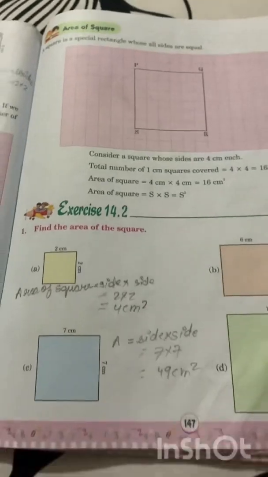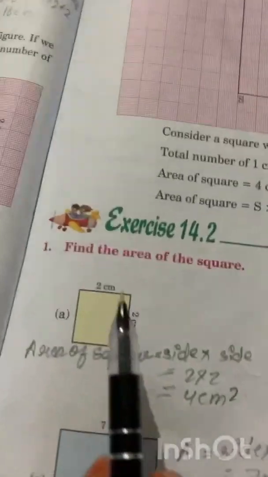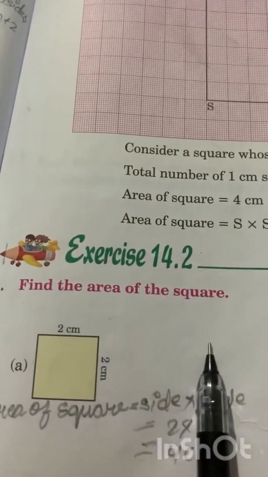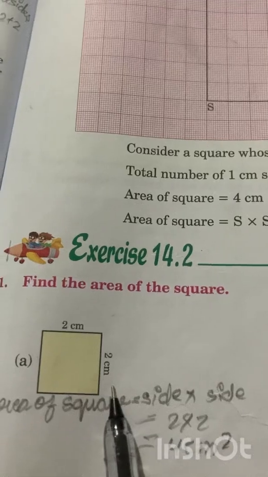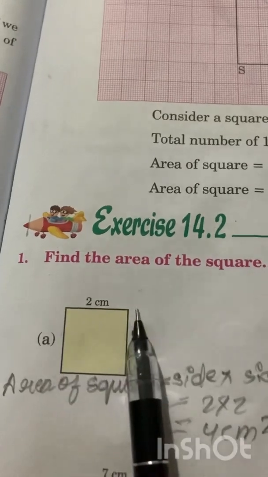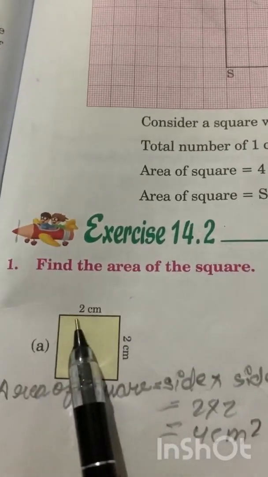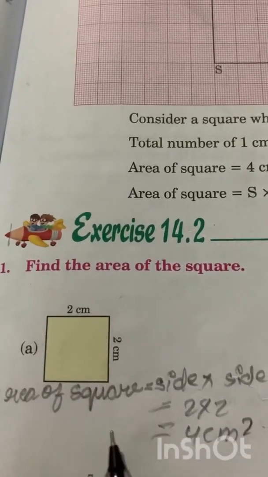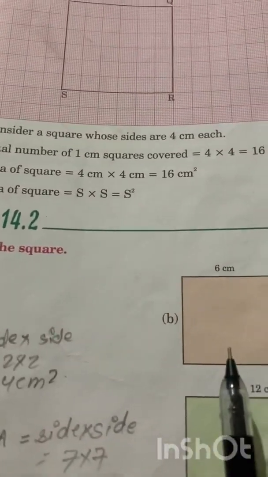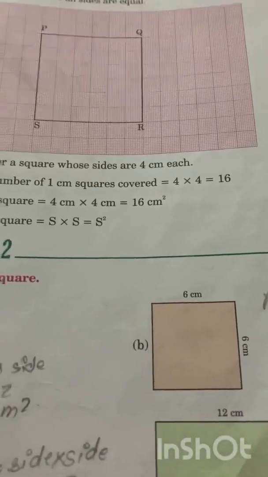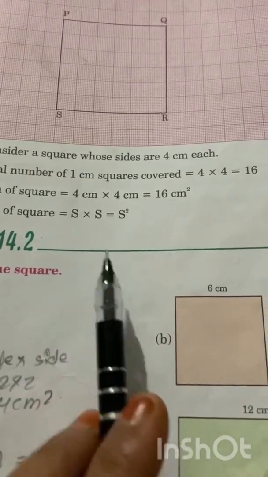Let's begin exercise 14.2. What do we have to do? Find the area of the square. So measurement is given here and we have to find out the area. As you can see here, length is 2, breadth is also 2. So 2 into 2 is equal to 4 centimeter square is our answer. In this way you have to solve all. As you can see here, all these figures are squares, so you have to use the formula side into side.